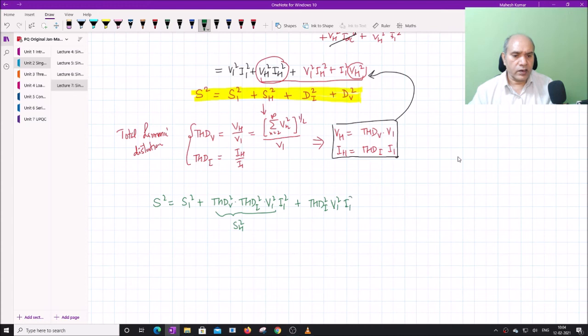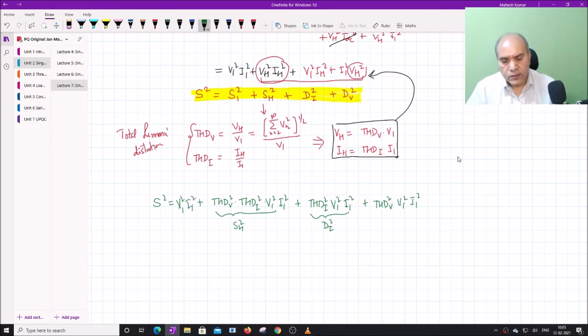So this becomes V1 square into I1 square. This becomes distortion apparent power because of current, D_I square. And the last term is nothing but THD_V square into V1 square I1 square. And this is already V1 square I1 square. Clear? This is by default I1 square V square. I won't put S1 right now. System is very slow, I think. So this becomes V1 square and I1 square.